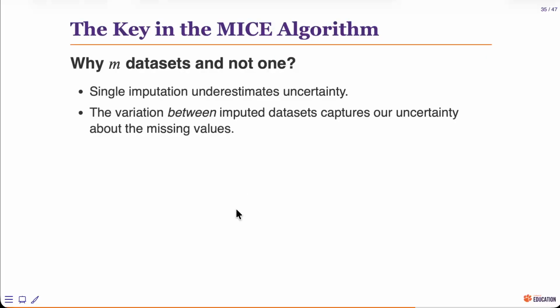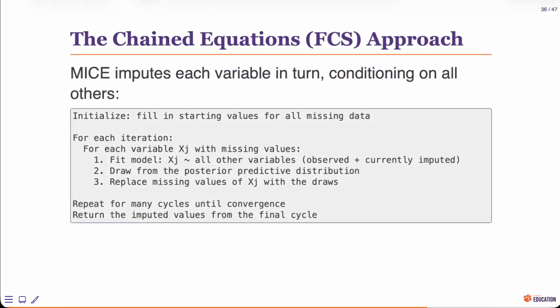Okay, so the key in the mice algorithm is this. Why little m data sets and not just one? The answer is we need that uncertainty in the missing data. The m data sets drawn across the whole algorithm, or the chain of missing data sets that we've imputed, allows us to have variability for our missing scores. The variation between imputed data sets captures our uncertainty about the missing values, and that helps us basically unbias, if you will, our point estimates and our standard errors.